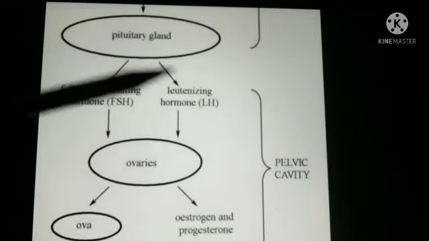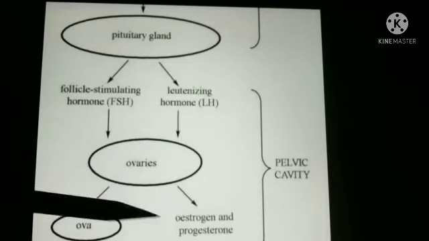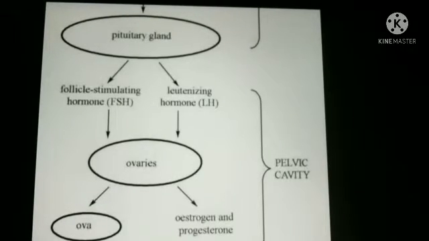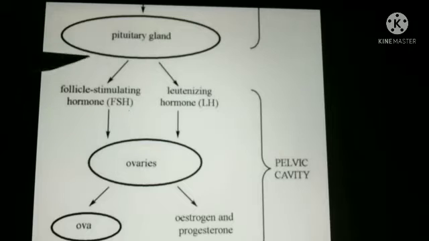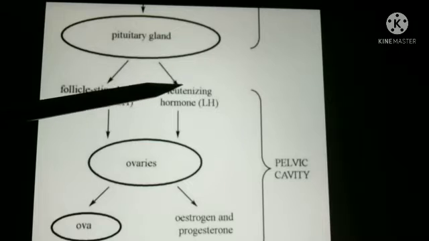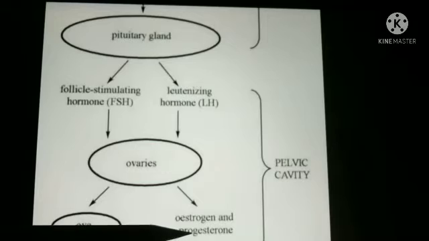Now let us see the major hormones involved in the female reproductive system or in the menstrual cycle. There are 4 major hormones involved. They are FSH, LH, estrogen, and progesterone. What is FSH? FSH is the follicle stimulating hormone. LH is the luteinizing hormone. Next, estrogen, and the last one is progesterone.